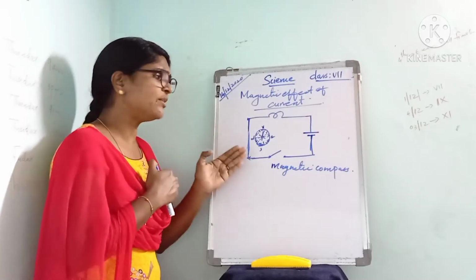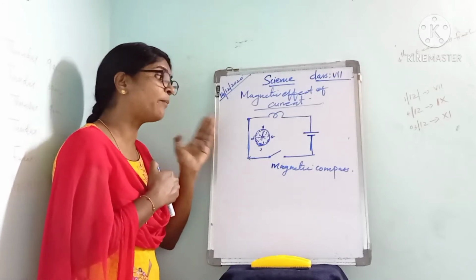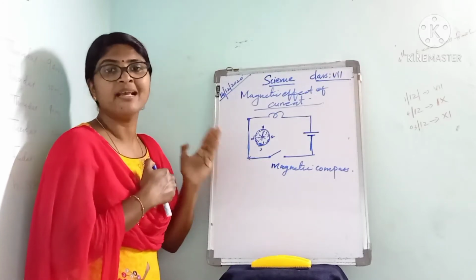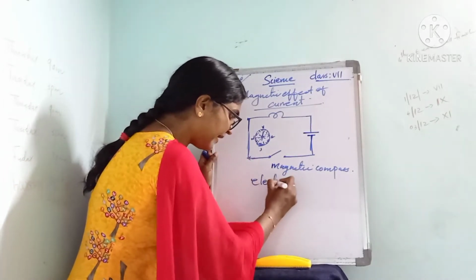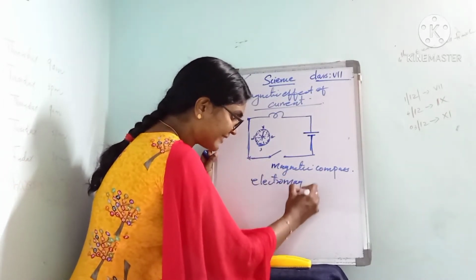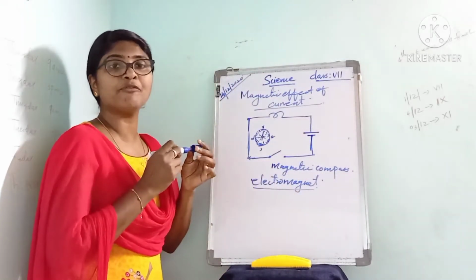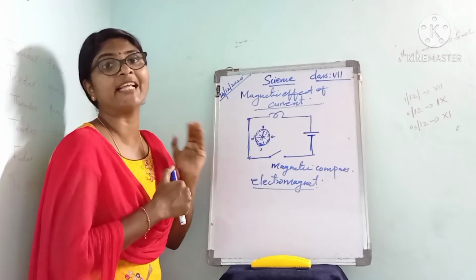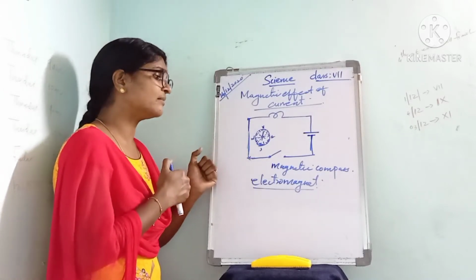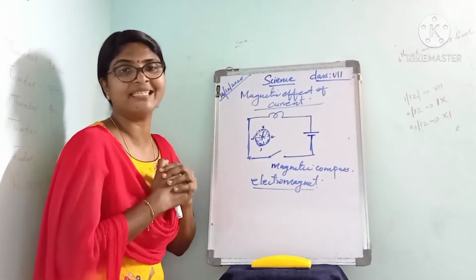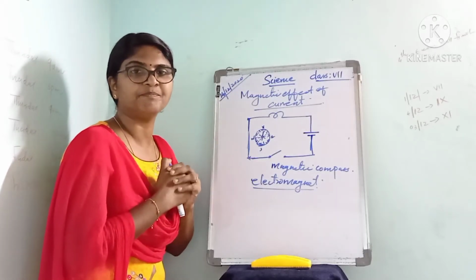Actually, this property of electricity has an advantage: it helps in making an electromagnet. That is the property of the magnetic effect of electric current that helps in making what? An electromagnet. Listen to it. Let's see how an electromagnet is made.